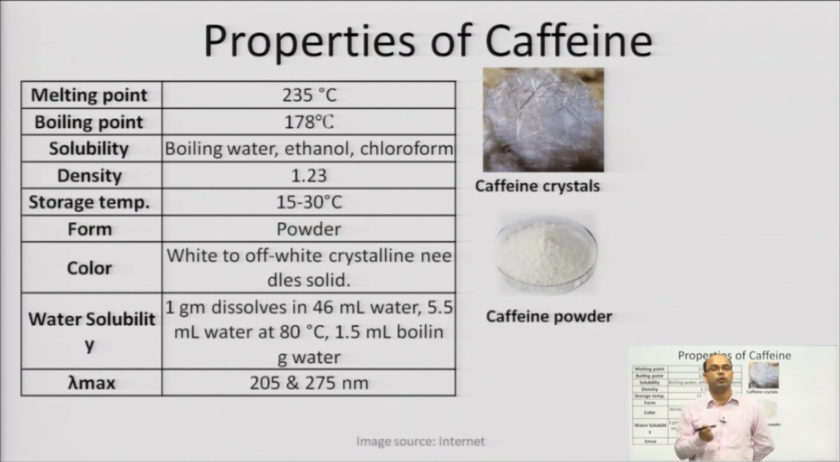If we look at the properties of caffeine, we have isolated caffeine, and we have tested its identity using the Murexide test in the previous slides. Here are some physical properties we should know about caffeine. The boiling point of caffeine is around 178 degrees Celsius, and it has a melting point of 235 degrees Celsius.